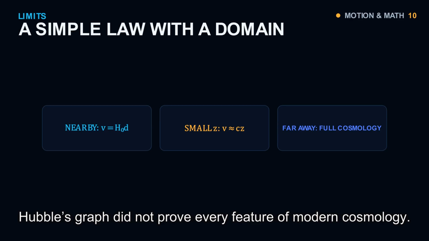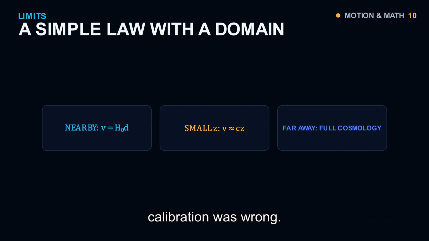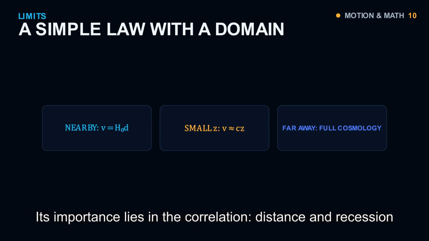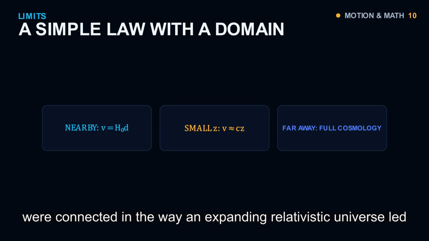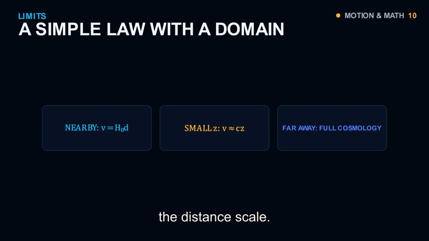Hubble's graph did not prove every feature of modern cosmology. The original data were sparse, the scatter was large, and the calibration was wrong. Its importance lies in the correlation. Distance and recession were connected in the way an expanding relativistic universe led physicists to expect. Later observations extended the relation enormously and refined the distance scale.